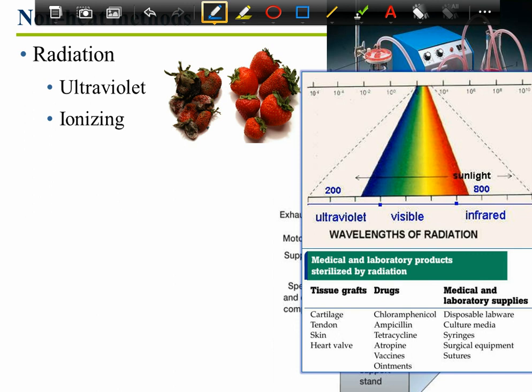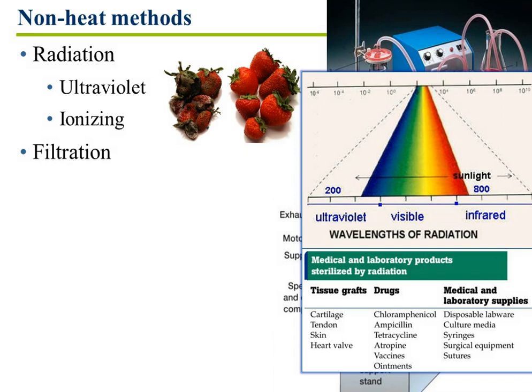So, ionizing radiation is way over here to the left of ultraviolet. These are much shorter wavelengths over here, so you have much better killability than ultraviolet. But again, there are some uses for ultraviolet.